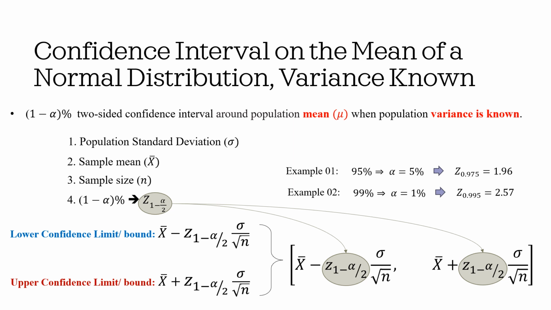The symmetry of the normal distribution simplifies the process, as it allows us to determine only a single z-value. If the normal distribution were not symmetric, we would need to calculate both z-values, one for half alpha and another one for 1 minus half alpha.